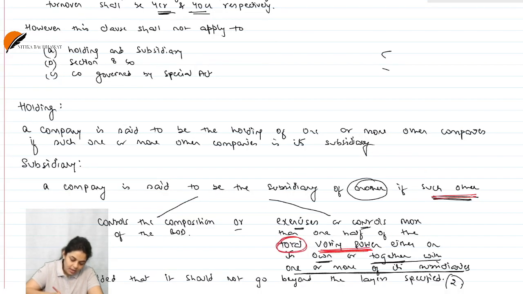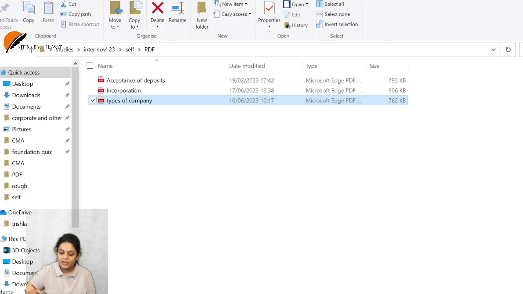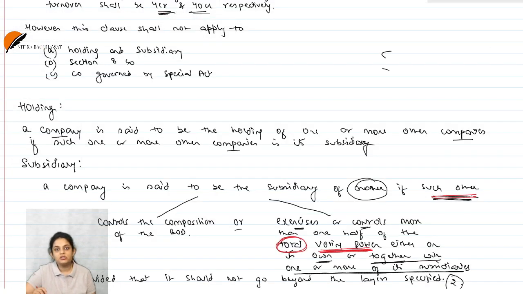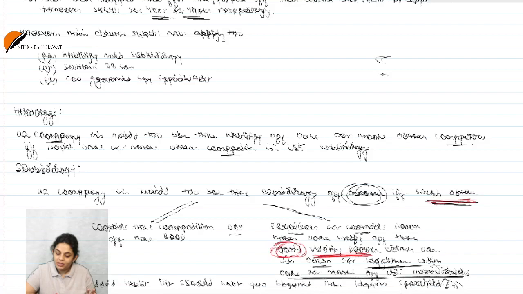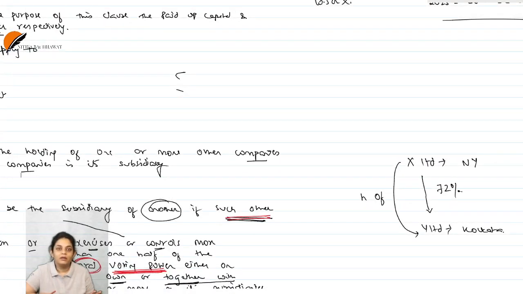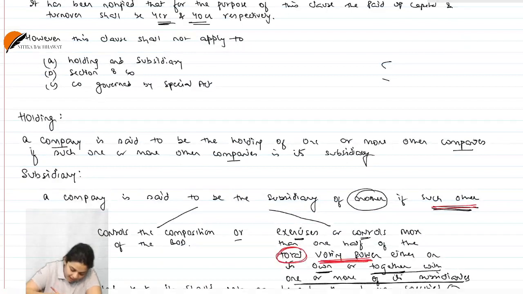Look at the definition. A company is said to be the holding of one or more other companies. So when I use the word company, what does the word company mean? Registered under this Act or any other previous Act. But X Limited is neither incorporated under this Act nor any previous Act. So as per this definition, it should not be holding subsidiary. But we do have foreign holdings and foreign subsidiaries. So this is a loophole. So they made an amendment and they added one explanation here.